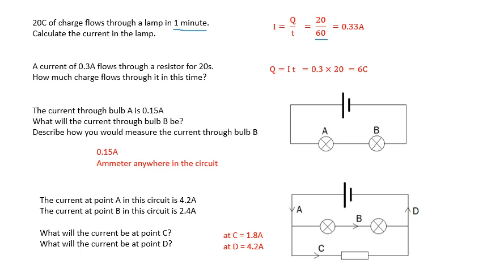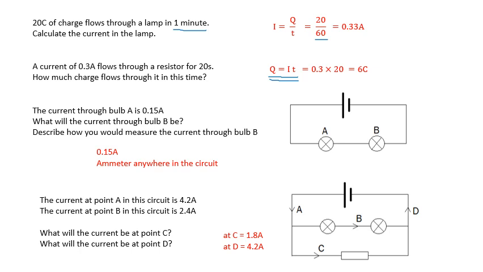The next one, a current of 0.3 amps flows through a resistor for 20 seconds. So we need to rearrange the equation. Don't substitute in the numbers until you rearrange the equation. And then it's dead easy, 0.3 times 20, 6 coulombs.